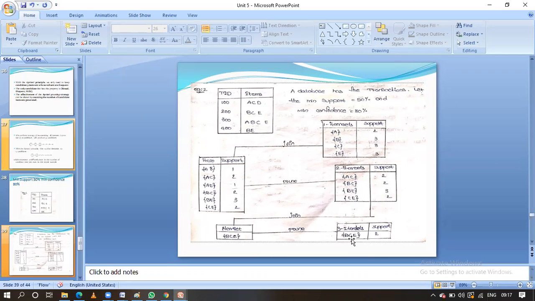But if you take the 4 item set, here only 1 item is there, so obviously that is less than the minimum support. Finally we are going to get the null set for 4 items. That is why we have stopped here at the 3 items. BCE, that is repeated for 2 times. This is the frequent item set, guys. This is the frequent item set.